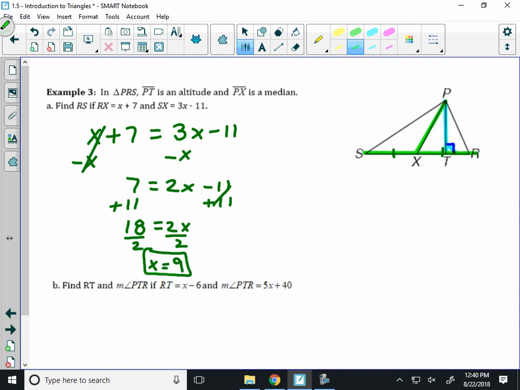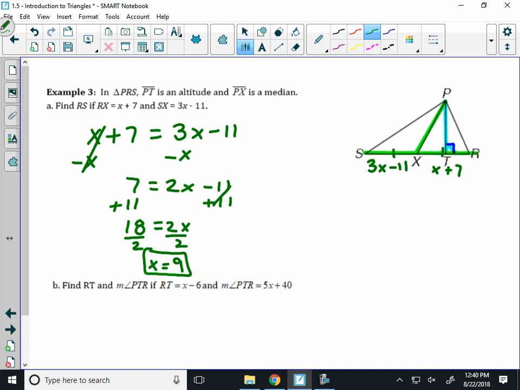RS. What do you think? Plus what you found at 9 with the equations. Yeah, very good. Because it said that SX is 3x minus 11, and it said RX is x plus 7. Well, don't both of those combined make up that whole entire segment? Okay. So we can just take what we got for x and plug it in. Does it matter which one we plug it in for? No. Which one is the easiest one we can plug in for?